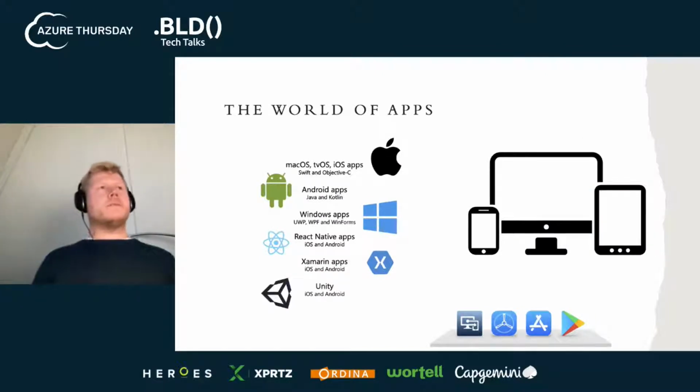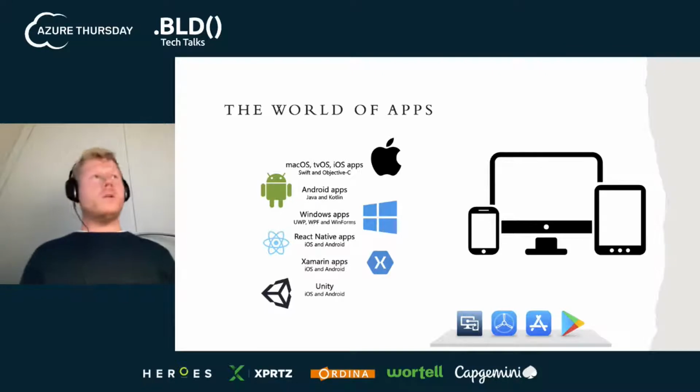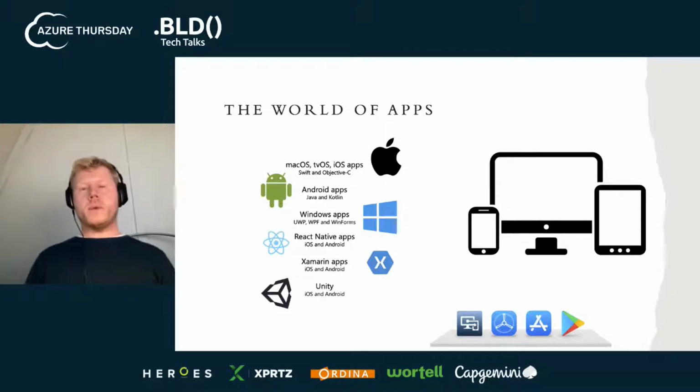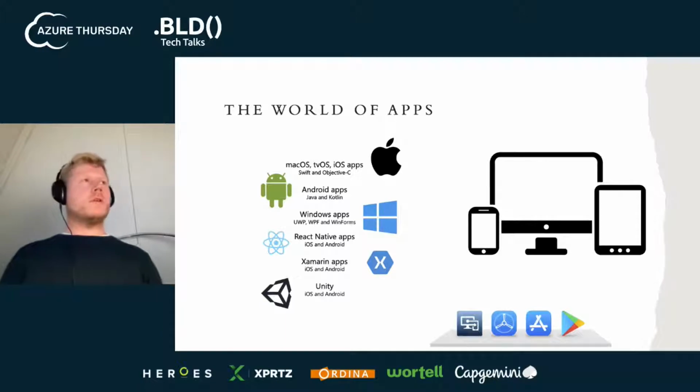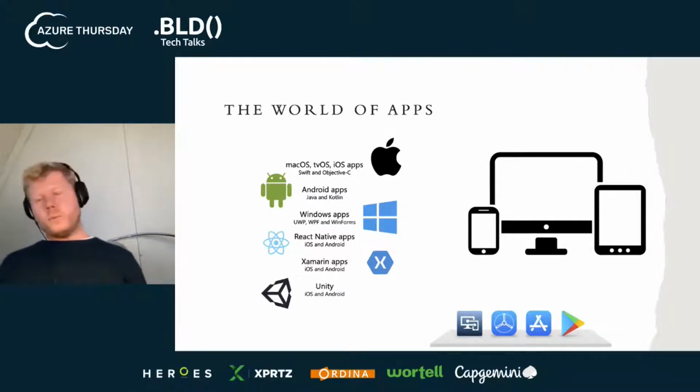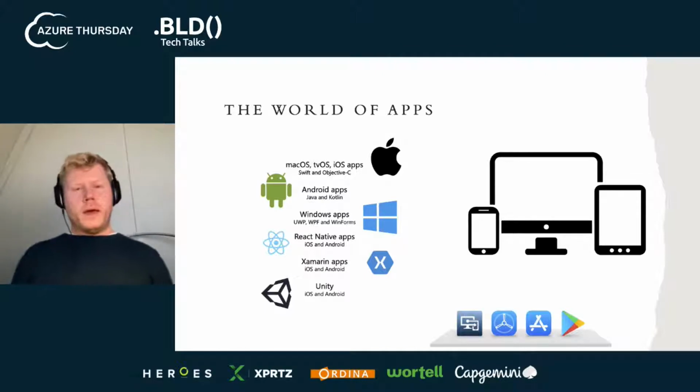So the world of apps. You all know the familiar ones, right? Building apps for Apple, for Android, for Google, and for Windows, Microsoft. So that's the usual stuff, right? You can have iOS apps, iPadOS apps. You can even do macOS and tvOS. Android, of course, with Java and Kotlin underneath. Windows apps, Universal Platform, but also still WinForms.